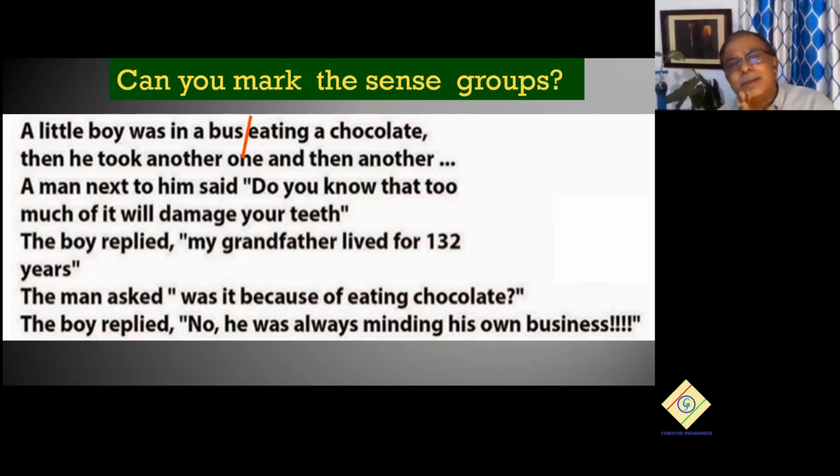Imagine you're reading this out aloud in the classroom. I would like one of you to volunteer and read. Modulate your voice, a change in tone with the boy's utterance and the grandfather's utterance. And finally, the boy, he says with a punch. You know, it's like slapping on the face.